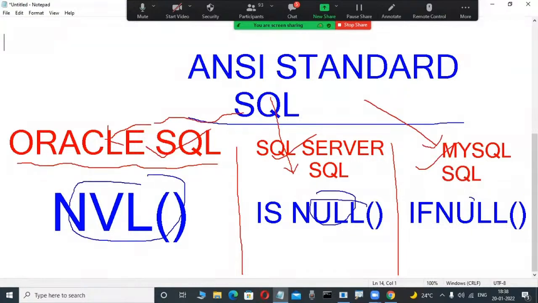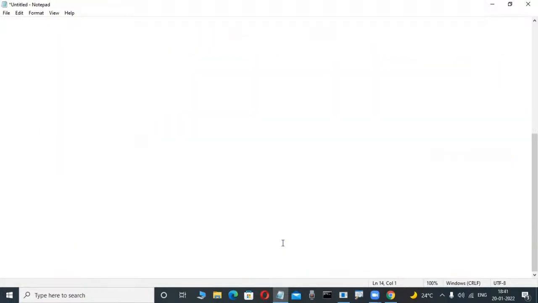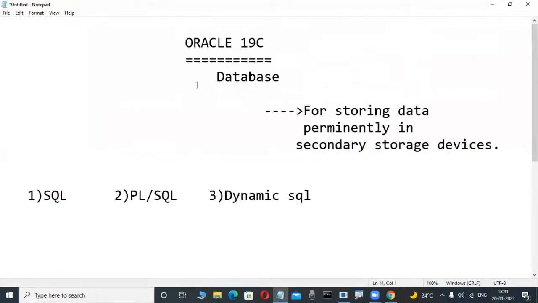And the versions are syntactically totally different. Here the create procedure syntax is different, and here the create procedure syntax is different too, with slight differences. Suppose there is a function MONTHS_BETWEEN, which is in Oracle SQL only. Can I use the same function in SQL Server? No, there is DATEDIFF, another function.